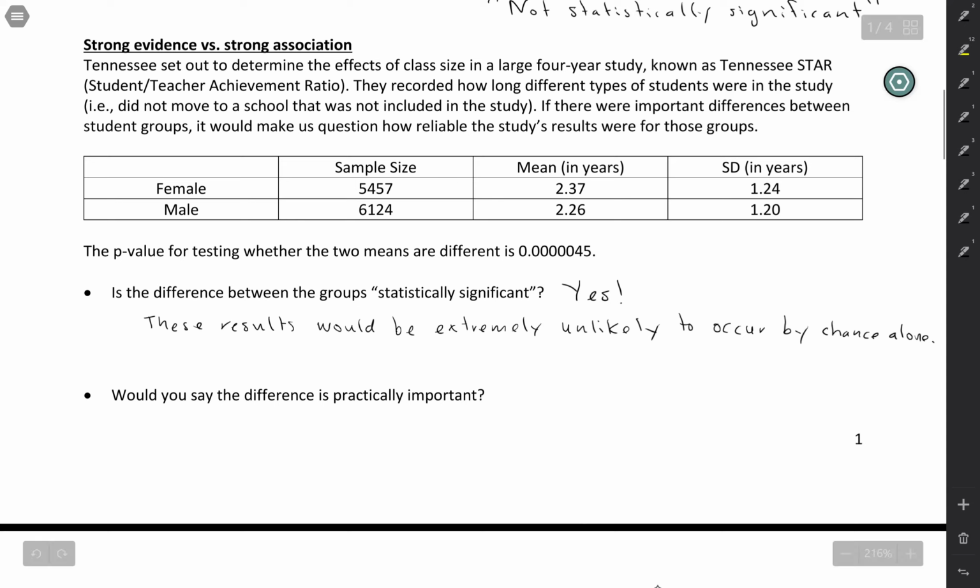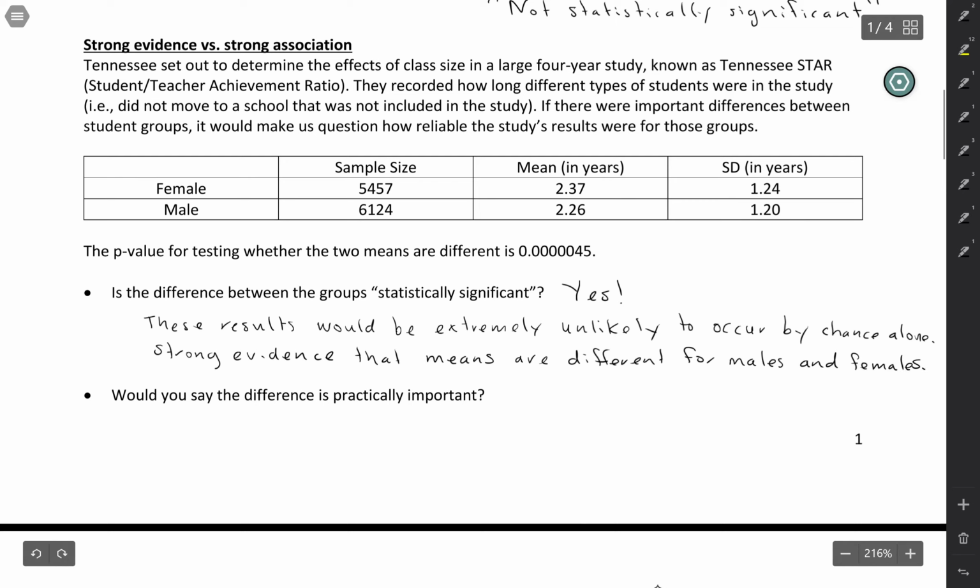So then this gives us very strong evidence that the means are different, right? That the means are different for males and females. So it would be very unlikely to occur by chance. We have very strong evidence then that there is a real difference between these groups. But would we say that the difference is practically important? So if we look at how large the difference is, let's go ahead and subtract it, 2.37 minus 2.26, so 0.11 years.